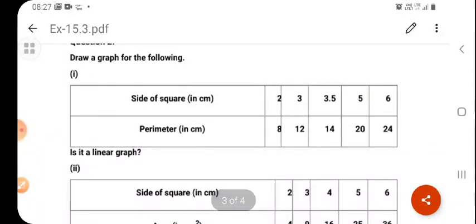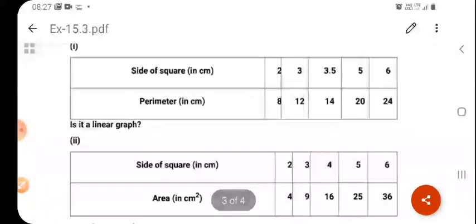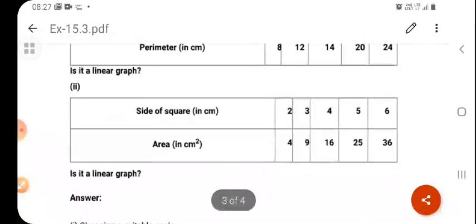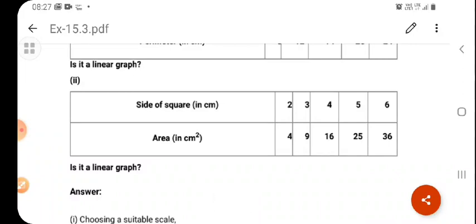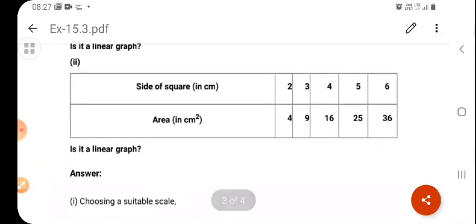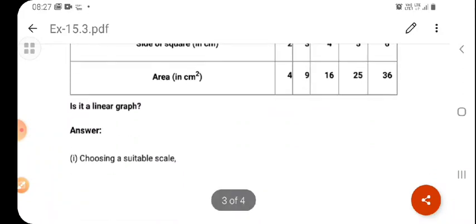Draw a graph for the following: side of a square and perimeter. It is given side of a square 2, 3, 3.5, 5 and 6. Perimeter is 8, 12, 14, 20 and 24. Okay, again, is it a linear graph? Side of a square 2, 3, 4, 5, 6. Area 4, 9, 16, 25 and 36.